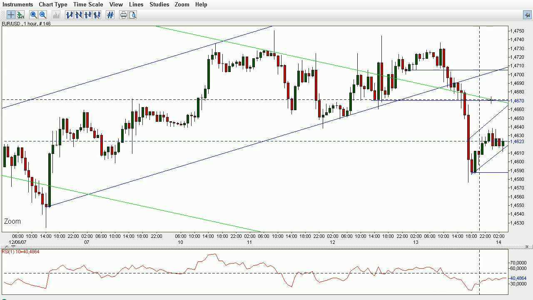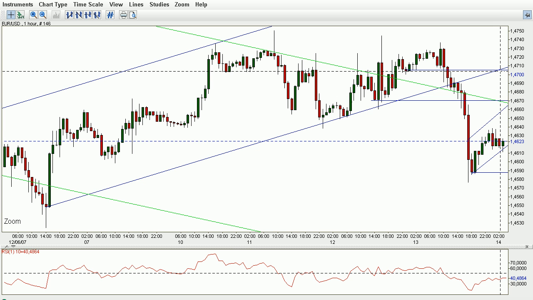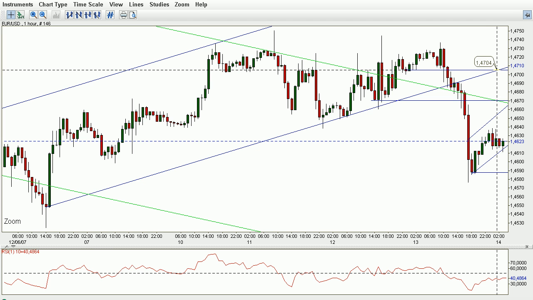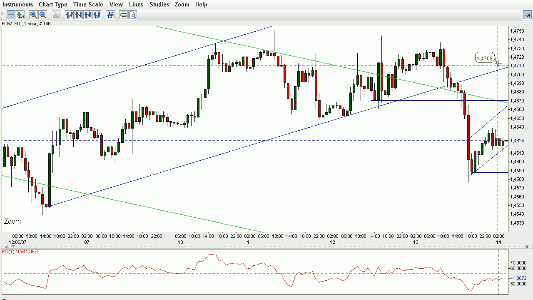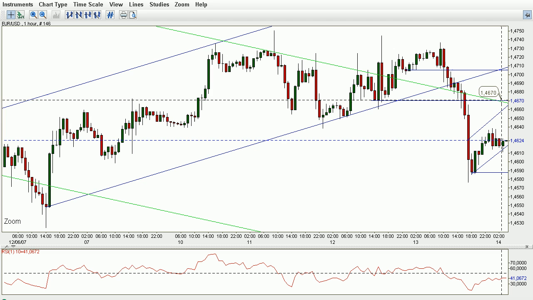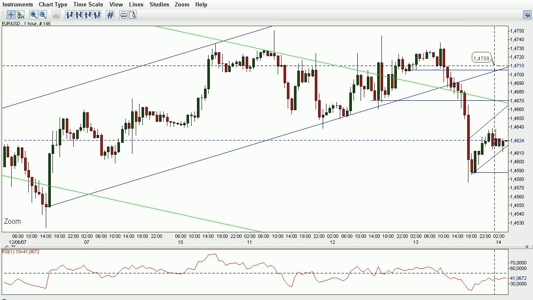When it touches this potential resistance area, it will be a good place to enter the market selling this currency pair, and then putting a tight stop at 1.4708 or 1.4710, let's say. Let it be an even number. So if you sell your currency pair at 1.4670 and you place a stop loss order at 1.4710, then you should be risking just 40 pips.